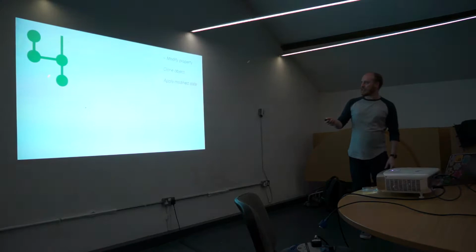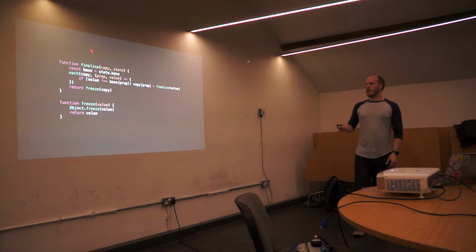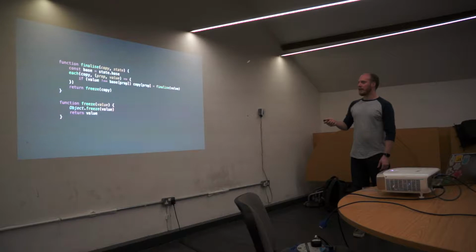So that's kind of this point here. So we've applied the modified state. So back to our Git analogy, I'm now ready to introduce this back into the main branch. So this is what we know as finalize. So I've taken the copy and I'm taking its state. This is the new state that I've created. And for each of the properties, I want to finalize. So we kind of use a little bit of recursion here. Dig deep from another tree.